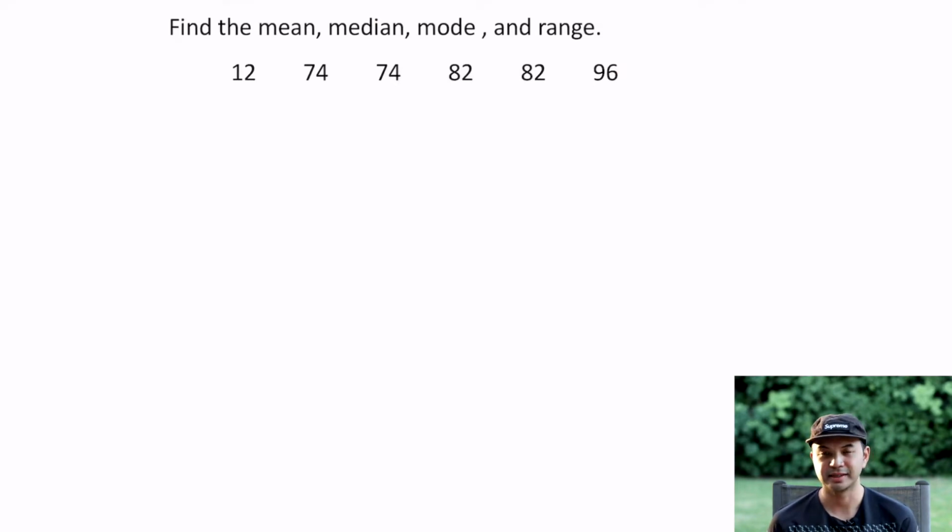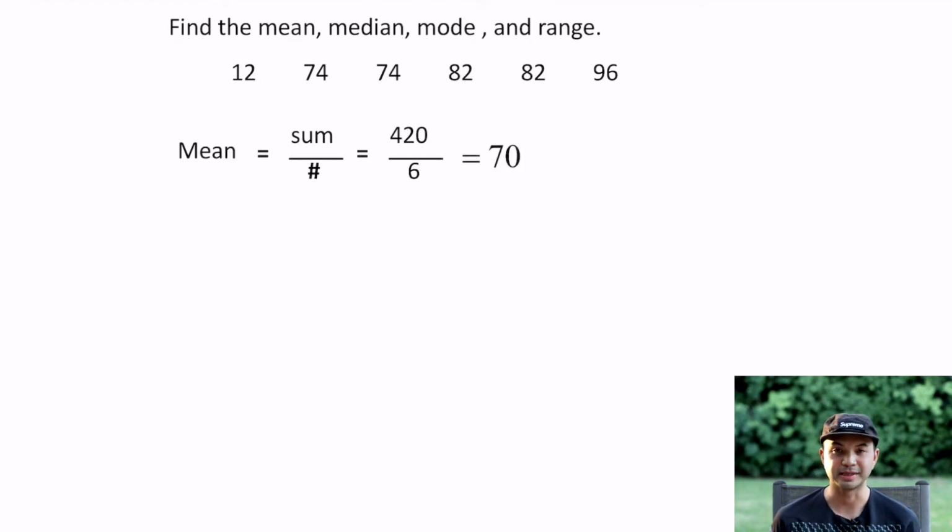If you're just finding the mean, you don't have to put in order, but it's good practice to do that just because median, mode, and range all kind of require it. So for the mean, I could just add those up. 420 divided by 6 numbers. So my mean would be 70. If you look at the data, 70 seems about right. There's a 96, there's a 12, 74, 82.